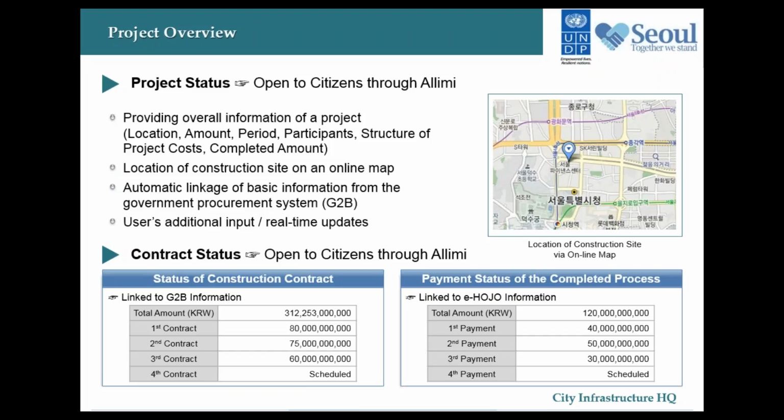And then the contract status is also open to the citizens through Allimi. The Seoul government can monitor and manage contracts and payment details, including the specific contract amount, period, and subcontracting statuses even. In addition, further financial information on each project is pulled into the one PMIS through an automatic linkage with Seoul government's e-financial management system, as well as Seoul government's automated subcontractor payment management system.